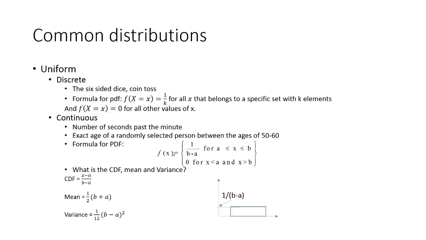And again, the idea that it's continuous just means that you've not discretized the seconds as 1 or 2 or 3 all the way to 60. You could be in 4.5432 seconds past the minute. So the variable time is being monitored as a continuous variable. Another example could be the exact age of a randomly selected person between the ages of 50 and 60, perhaps in a certain country.